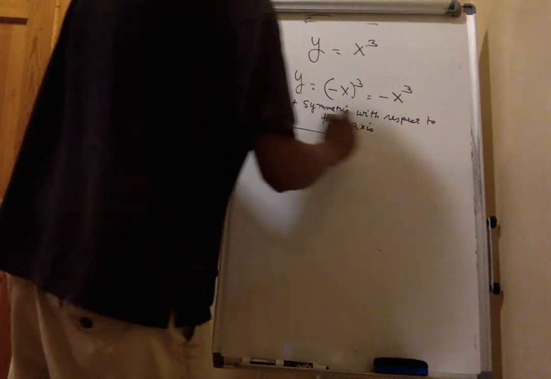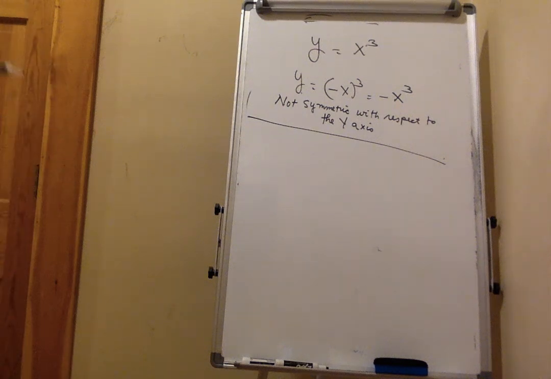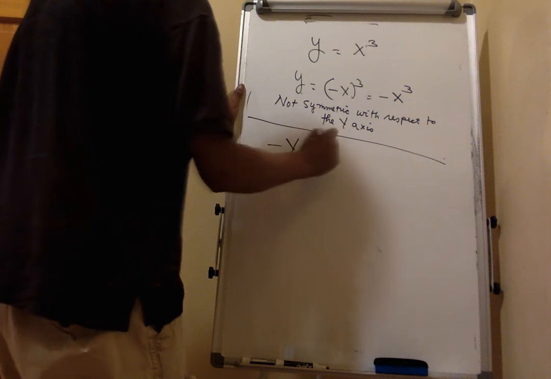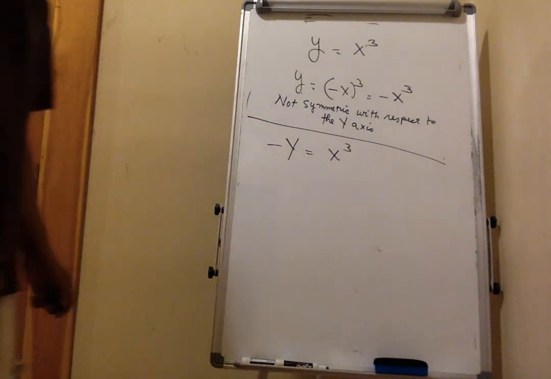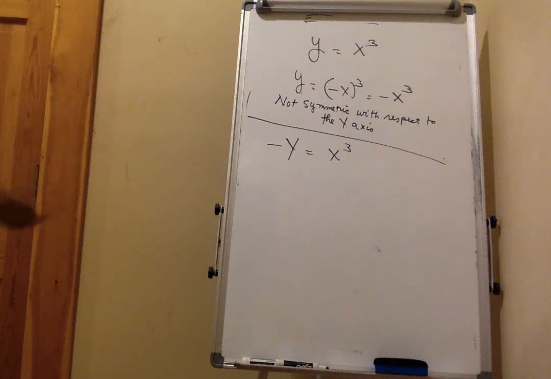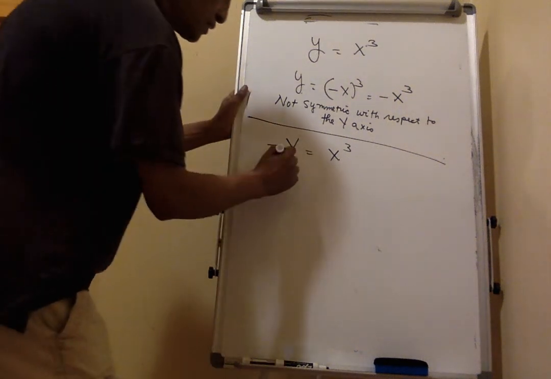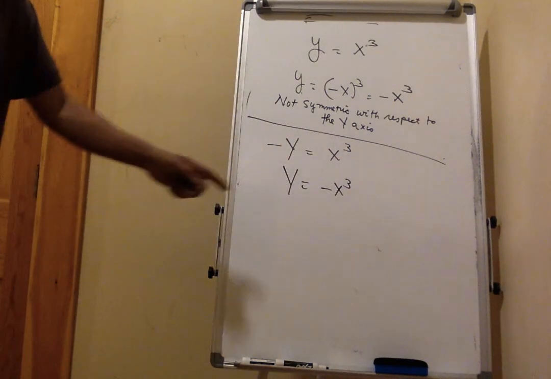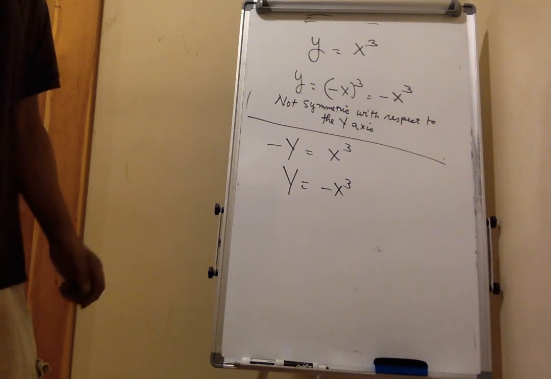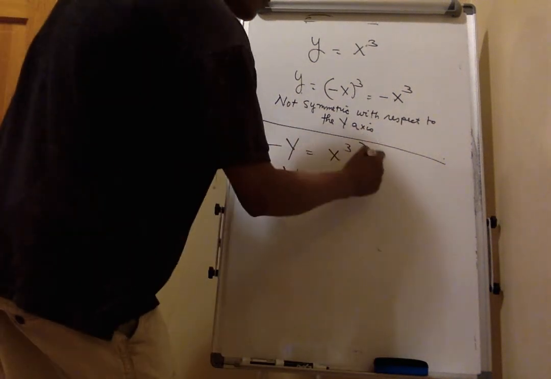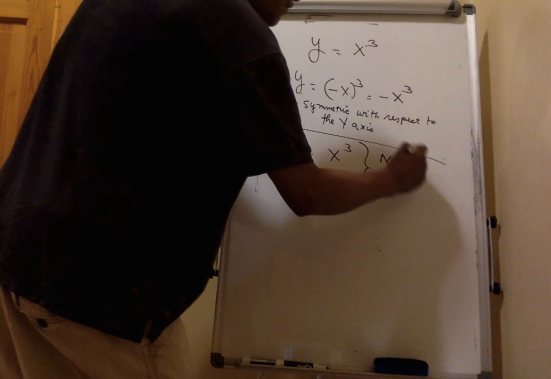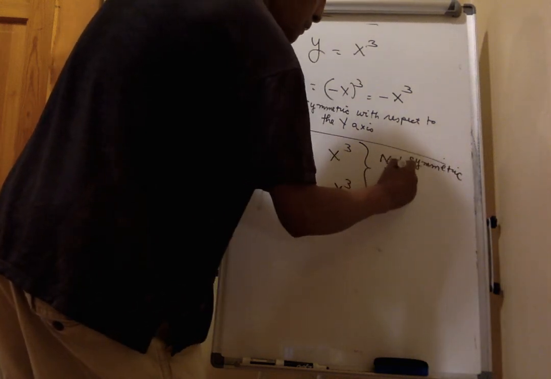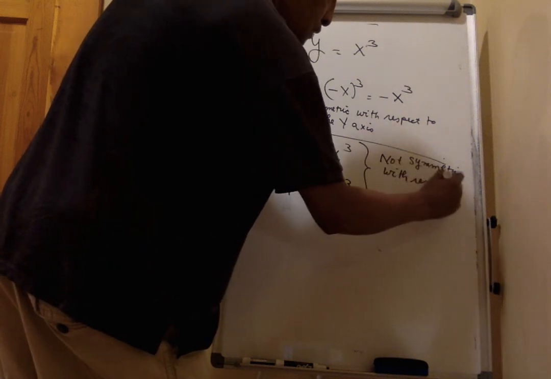Now, how about with the x-axis? With the x-axis, you have to change y into negative y. So, negative y is equal to x cubed, right? And if you get rid of the negative number, y is equal to negative x cubed. And this tells you y is equal to negative x cubed is not equivalent to y is equal to x cubed. So, therefore, it is not symmetric with respect to the x-axis.